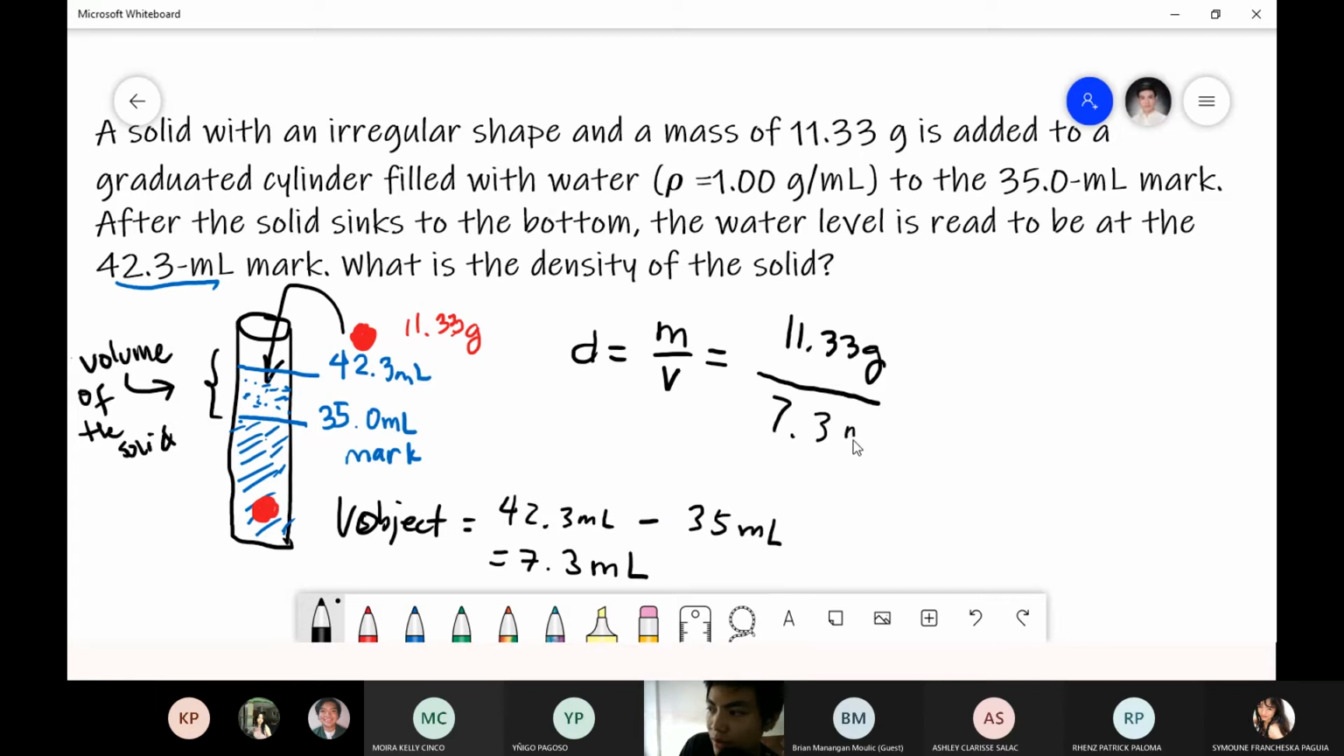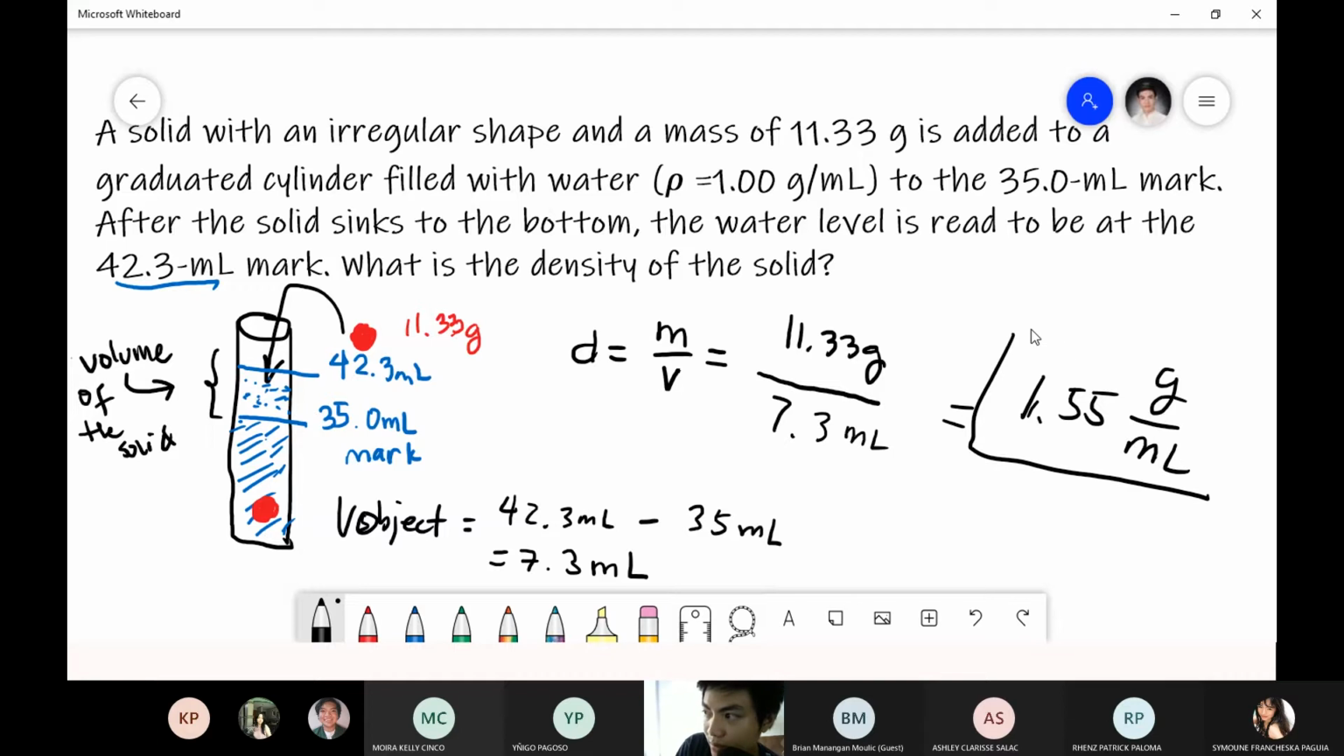So 7.3 ml. So all you have to do now is to divide the mass by the volume to get the density. So 11.33 divided by 7.3, we get 1.55 grams per ml. Okay? Or 1.6 now. Okay, so 1.6 then. Okay, so yung sagot ni Chris Daylin ay correct na.